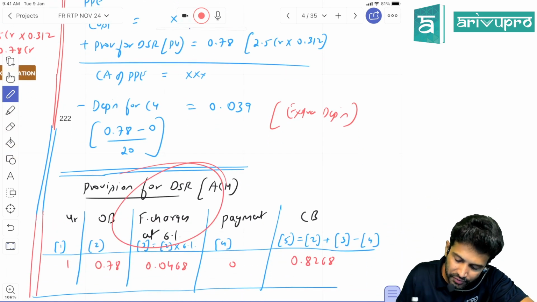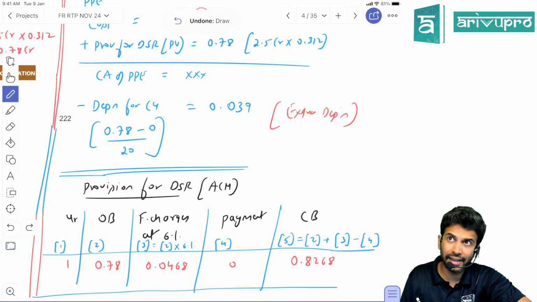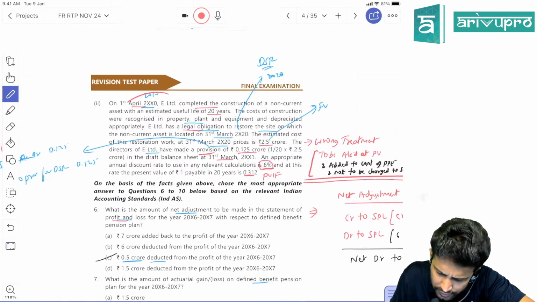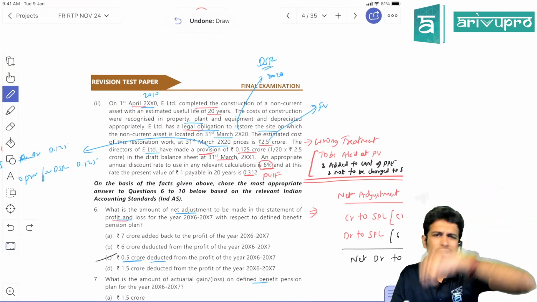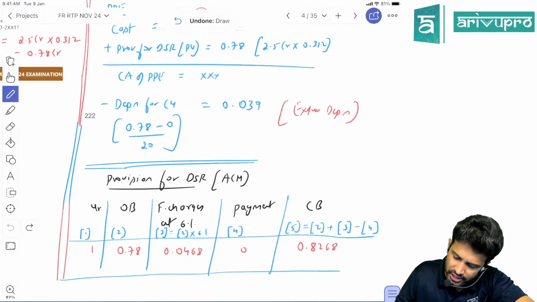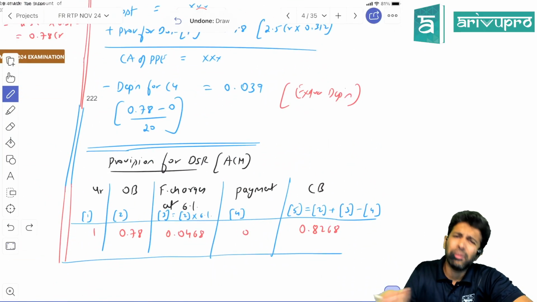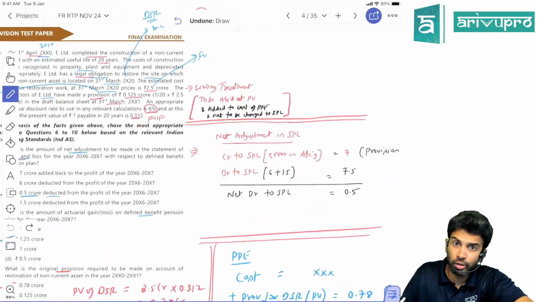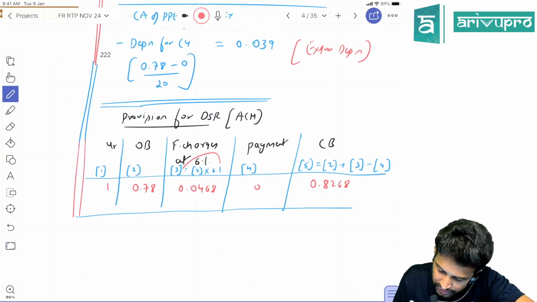So put provision for DSR ka ACM table. For whole 20 years, sir? No, they only ask for current year. Okay. And all this provision has come on 1st April only. So year beginning. So you'll calculate the interest charges for the whole year. Provision for DSR ka opening balance is 0.78 crore. Right? Then book finance charges. What is the discount factor they gave? 6%. So on liability, you book finance charges, right? So book it at 6% for the whole year.